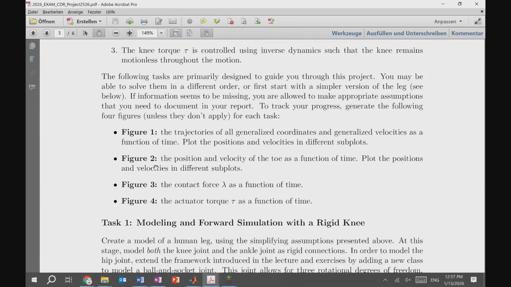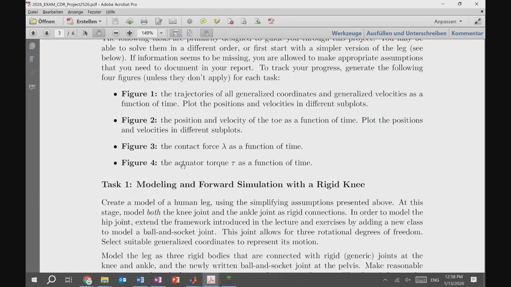report on each task, and in particular, each task should produce these 4 figures, or actually not all 4 apply. Let's say those figures that apply for the task. So generalized coordinates and generalized velocities, of course, you do this in each task. Position and velocity of the toe point, you can do this in each task. Contact force as a function of time, of course, you can only do this when you do the collision. Actuator torque as a function of time, of course, you can only do this for task 5, right? This is what we want to see.